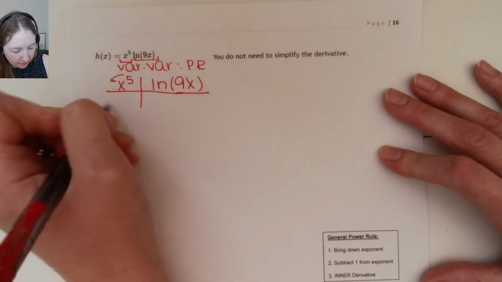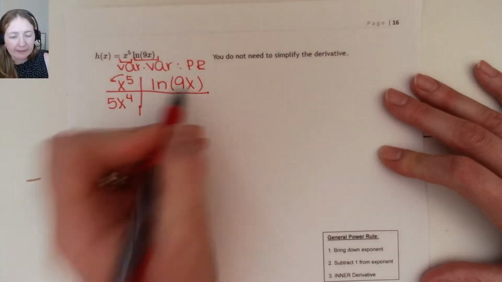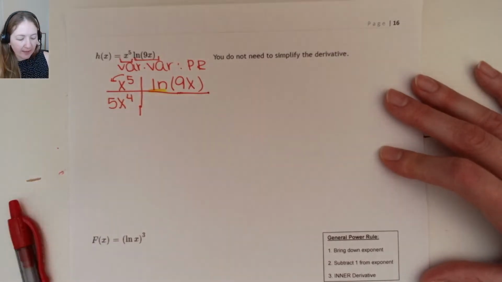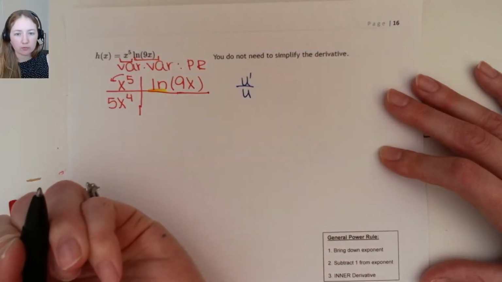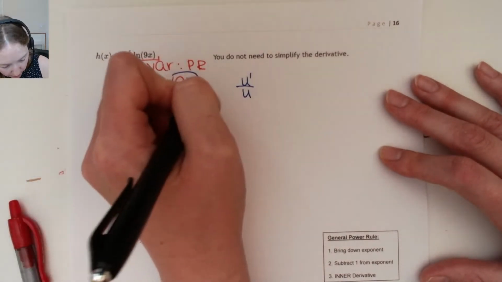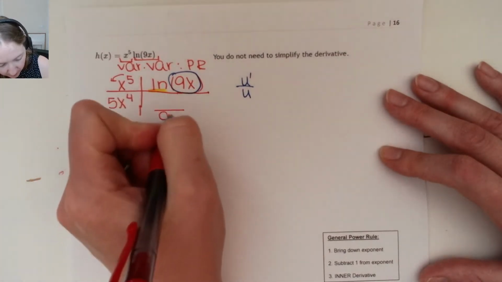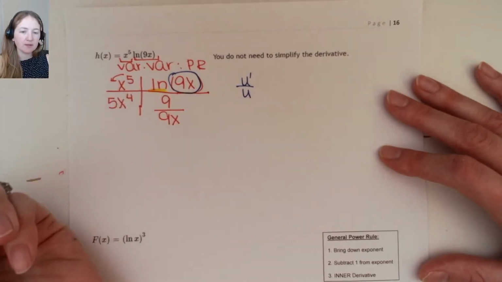So I bring down the 5, get 5x to the fourth. And then for my natural log of 9x, again, when I see this ln, that's what's telling me that I need to use my u prime over u rule. So I will put the u, the argument is the 9x. I will put that in the denominator. And then the derivative of that argument is 9.